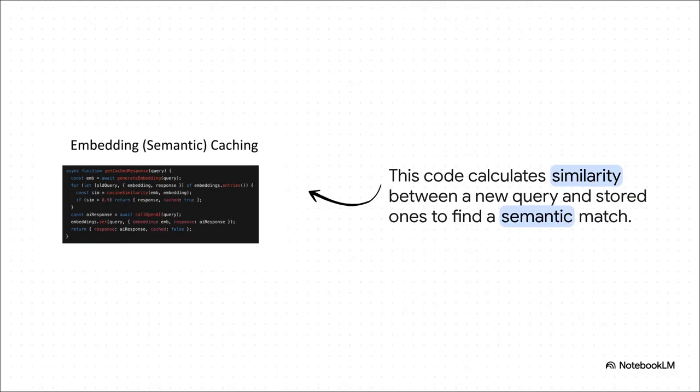And this bit of code really shows that core idea in action. It generates an embedding for the new query, and then it goes through the stored embeddings and calculates their cosine similarity. Just think of it like measuring the angle between two arrows that are pointing to different ideas. If the angle between them is super tiny, it means their meanings are almost identical. And boom, we've got a match.